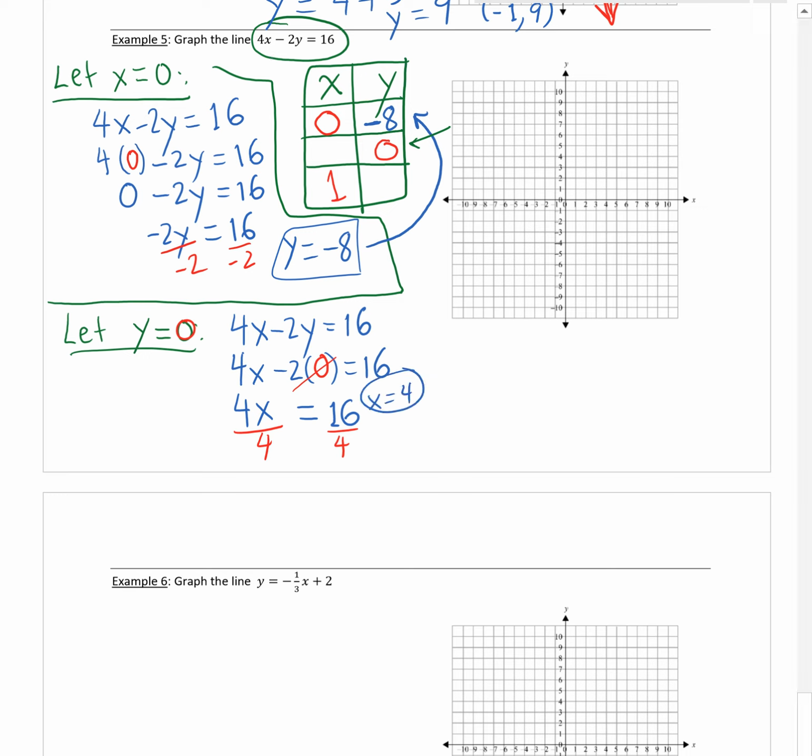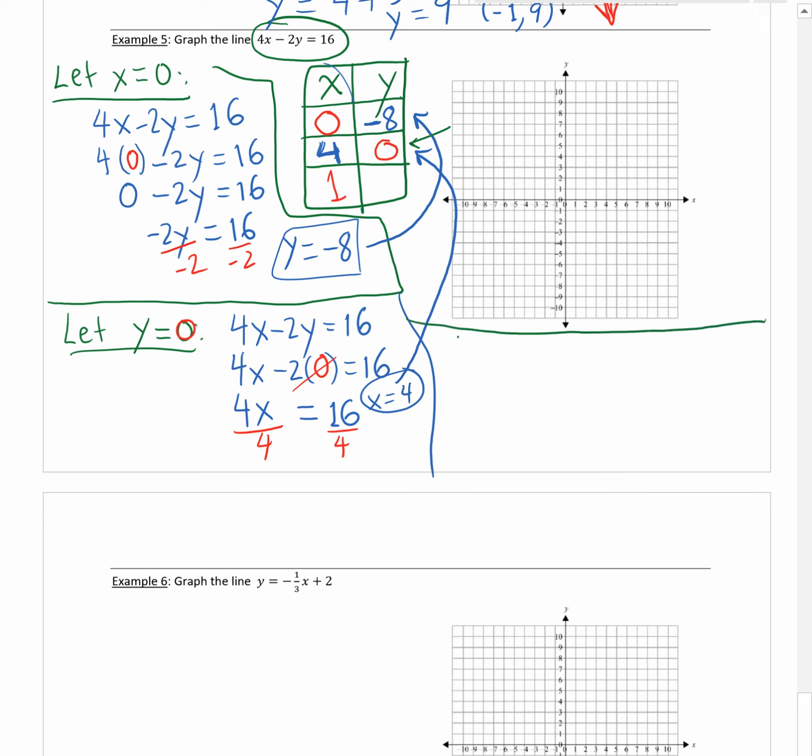Okay. So that means I can start filling in the table more. For that point where I let y equal 0, the x value is 4. Make sure it lines up, because the left column is my x column. So I filled in 4 for x. There's one more point that we wanted to find, and I think that'll do it.